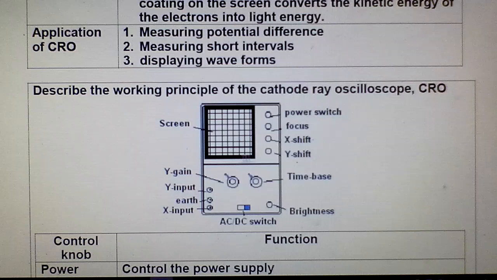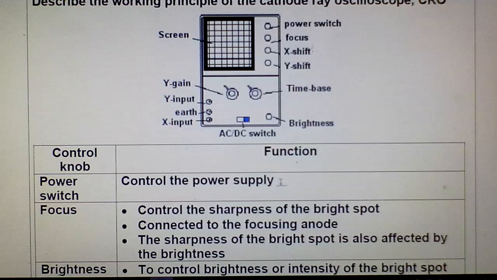Okay, and so on. So we have a power switch, focus, X shift, Y shift, time base, Y gain, Y input, earth, X input, AC DC switch, and brightness. So you must know all the control knobs. The power switch controls the power supply. Focus controls the sharpness of the bright spot. It connects to the focusing anode.